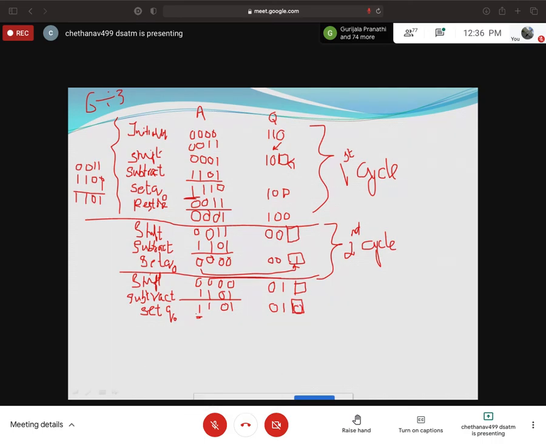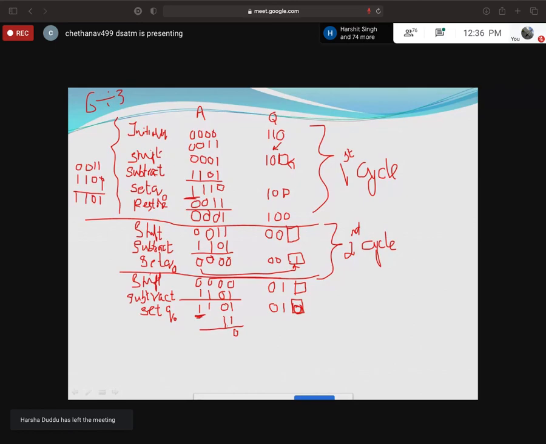If you want, you can write it here. Sorry, I have written set Q naught. Next thing is I have to restore. Since this bit is 1, I have to restore and set Q naught simultaneously. On restoring your value, you are going to add the value. So 1 plus 1 is 0, carry 1. 1 plus 1 is 0, carry 1. With this carry, 1 plus 1 is 0, carry 1. 1 plus 1 is 0, carry 1.